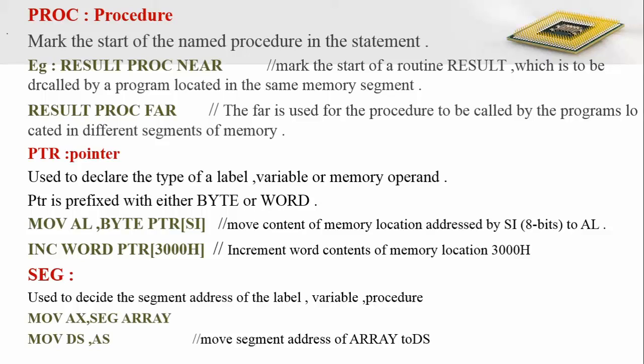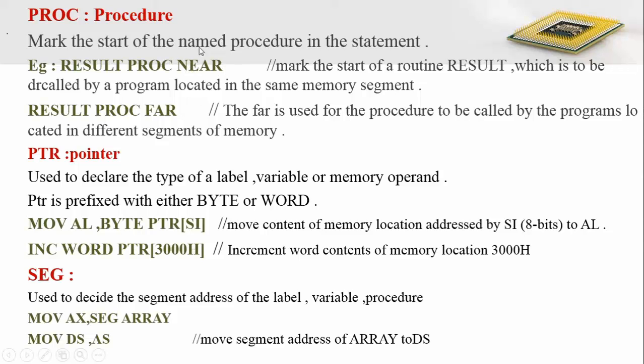Okay, next is PROC, which indicates the procedure. This marks the start of a named procedure. Okay, RESULT PROC NEAR. This indicates that RESULT is a procedure which is to be called by a program located in the same memory segment. That is why it is NEAR. RESULT is a procedure which is to be used by another main program, and that main program is also present in the same memory segment. That is why it is NEAR.